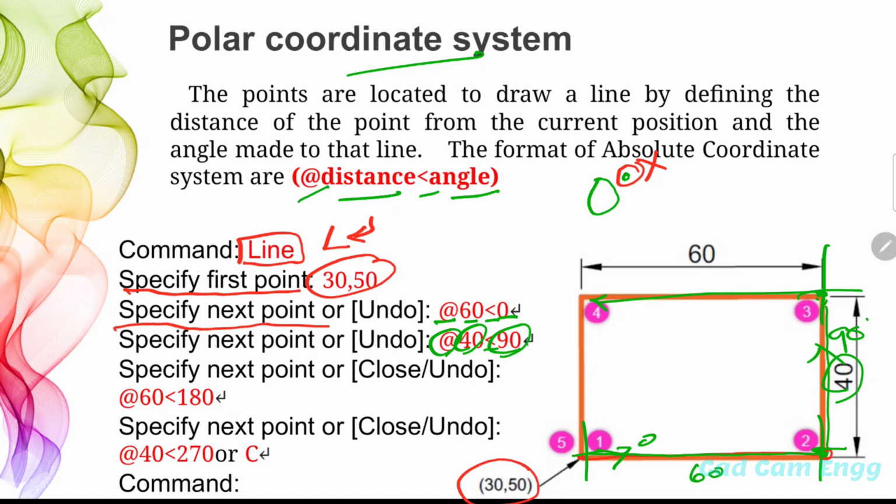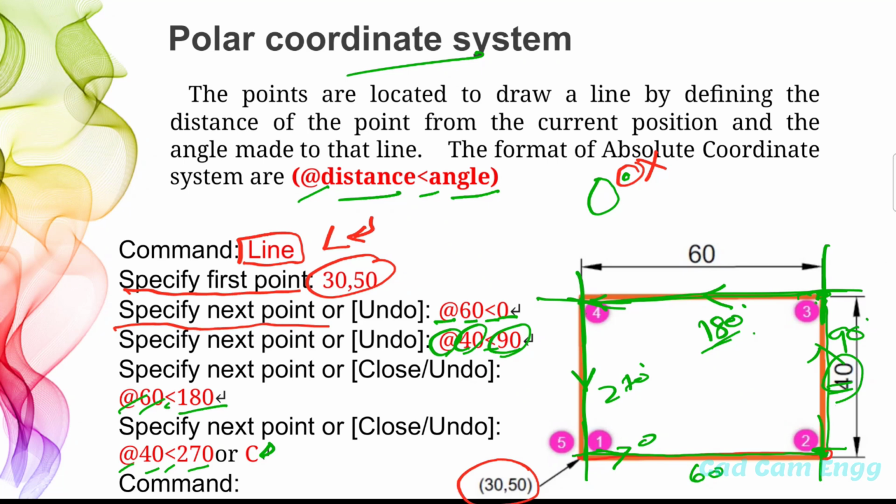So from point 3 to 4 the angle is 180 degree. Consider this as our origin point, and the line travels from here to here. This is 180 degree, so @ 60 is the distance, less than symbol, and the angle is 180 degree. The fourth one is the same. This is the origin point and the line goes downwards. Downward means 270 degree. The distance is 40, so we enter @40 less than symbol 270. Then you type C and enter, and we get this rectangle.